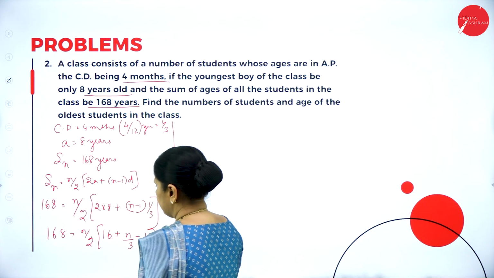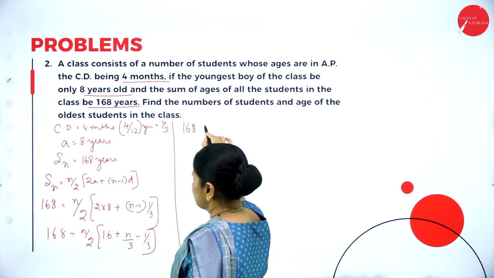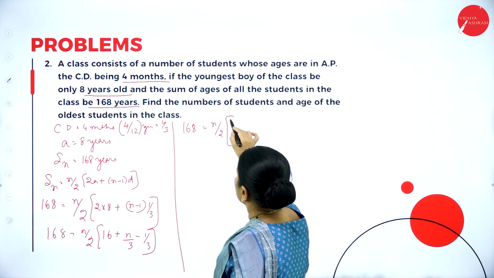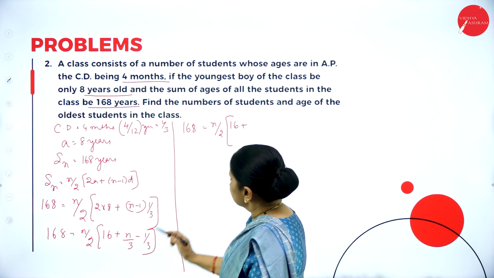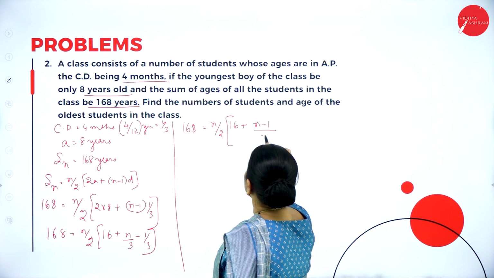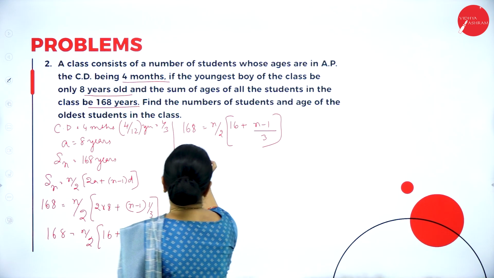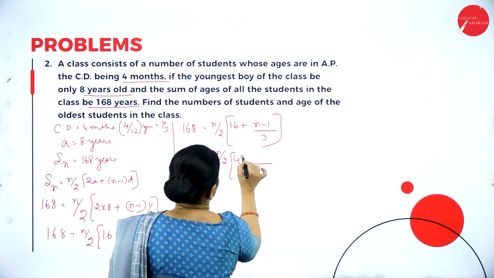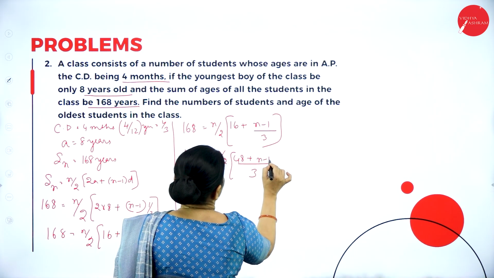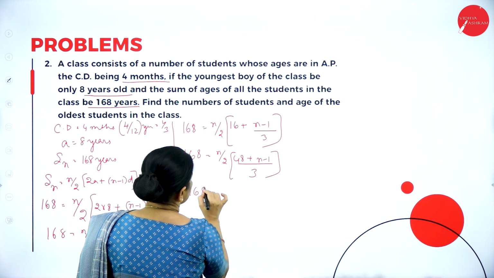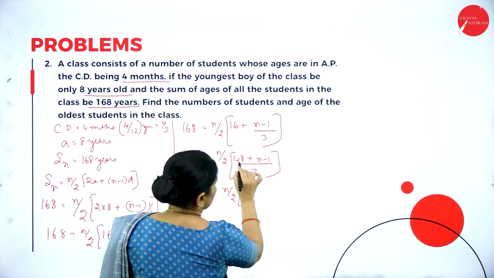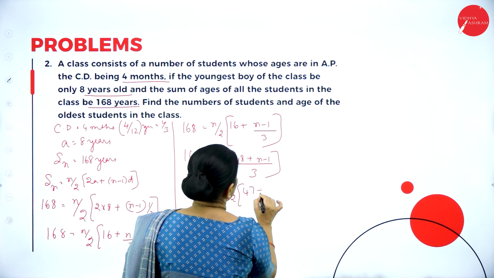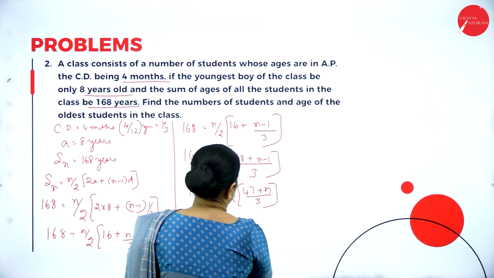Now 168 equals n by 2 into 16 plus n by 3 minus 1 by 3. So when we further simplify this, 168 equals n by 2 into 16. Now if you take the LCM here, it will be n minus 1. So n by 2 into 16 3s are 48 plus n minus 1. Again 168 will be n by 2 into 48 minus 1 is 47, 47 plus n divided by 3.